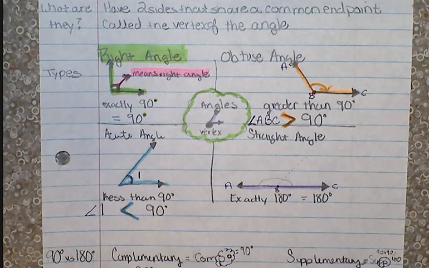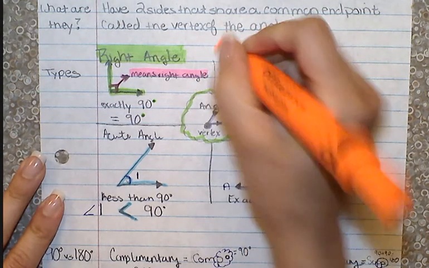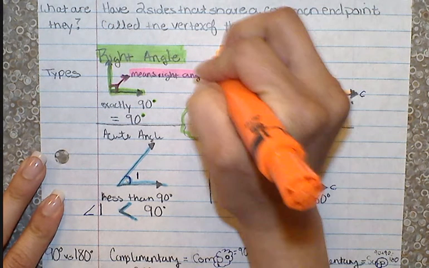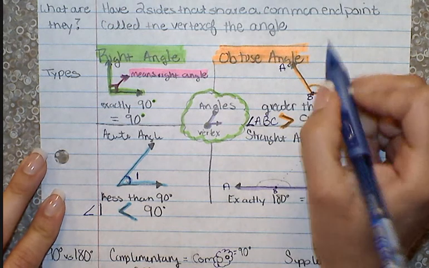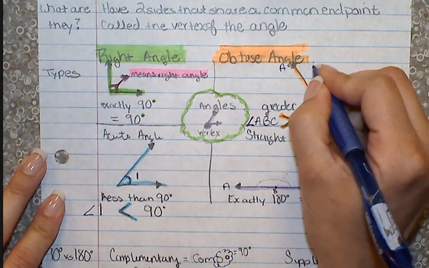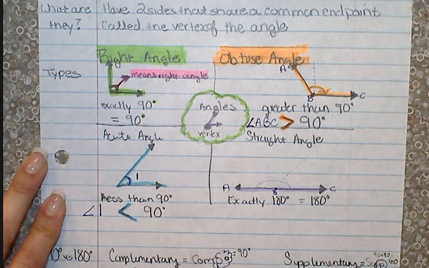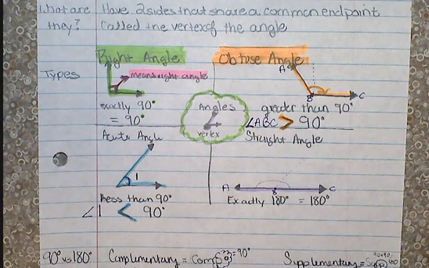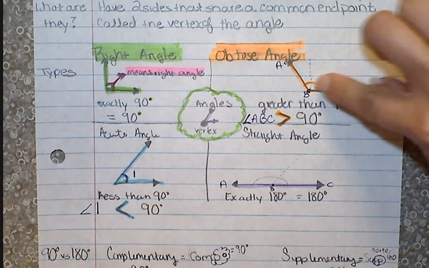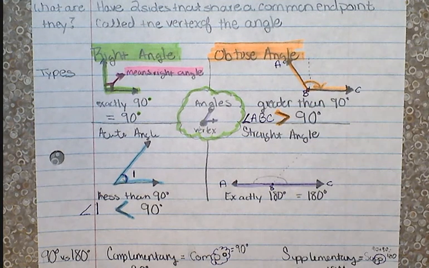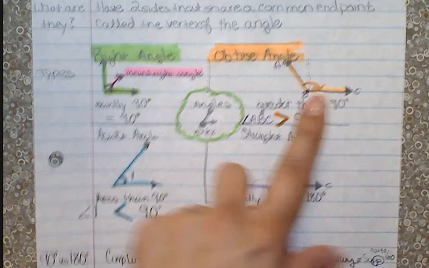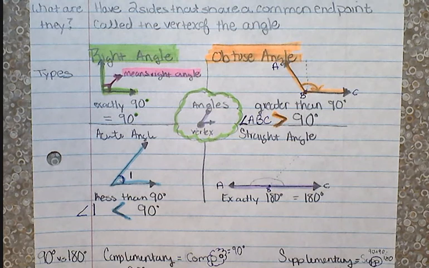Okay, so next let's talk about an obtuse angle. An obtuse angle is greater than 90 degrees. Okay, so if I had this line right here, that shows that this part right here is, what is this part right here? It's a right angle, okay, so it's a little bit bigger, so it's greater than 90 degrees.